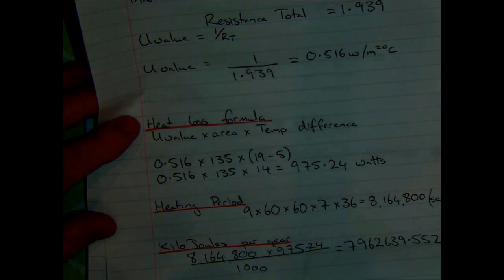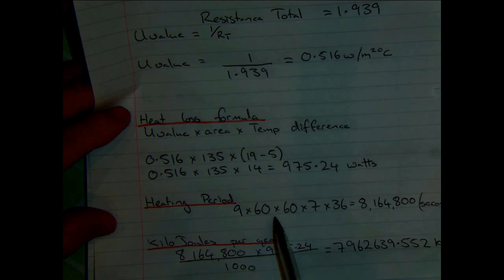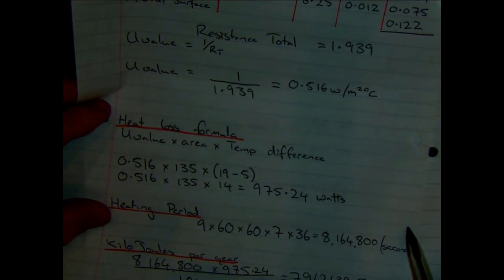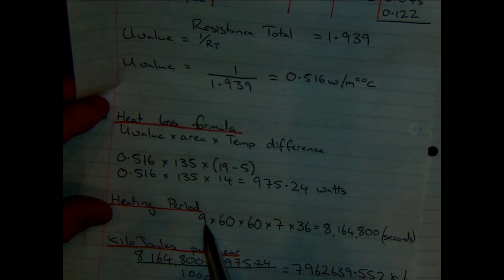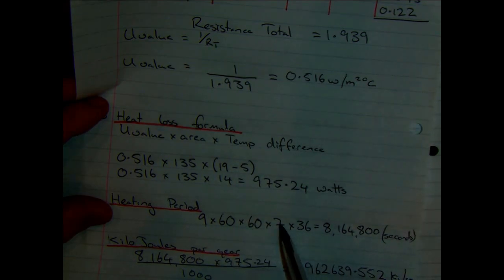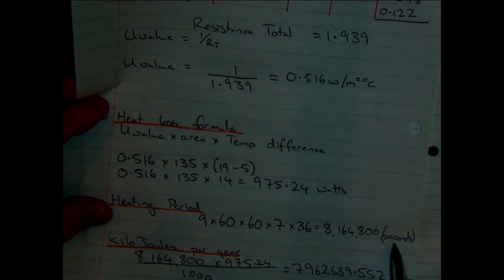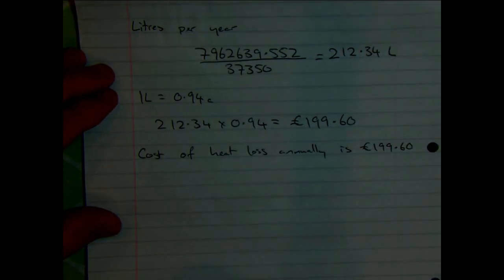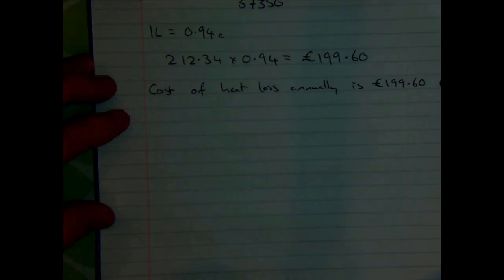Every other number is given to you in the question. The other place that people fall down is the heating period. You need to make sure that you get that in seconds. So again, it's 9 hours multiplied by 60 to get it into minutes, multiplied by 60 again to get into seconds. We have 7 days of the week and 36 weeks of the year, and that will give us that answer in seconds. All the other digits are given to us in the question, so that's the only bit of figuring out we really need.